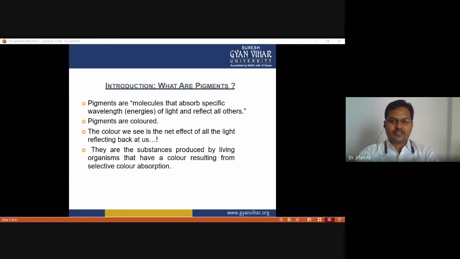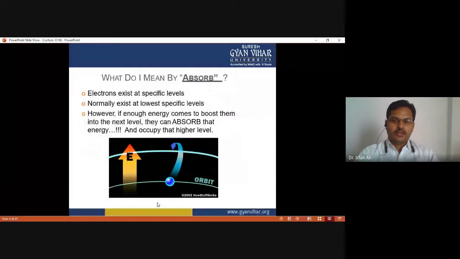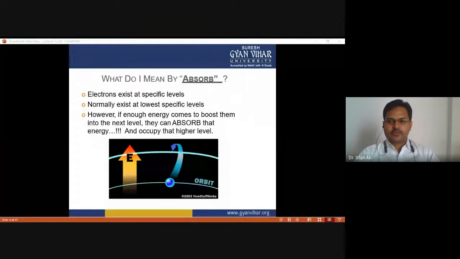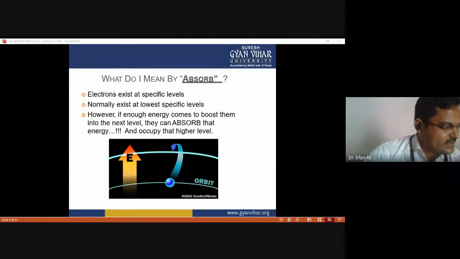This is due to the emission wavelength, and they are substances produced by living organisms that have a color resulting from selective color absorption. Obviously, the color which we observe that certain organisms have is due to the pigment or the selective absorption of that. So now we have to discuss some more detail regarding this.